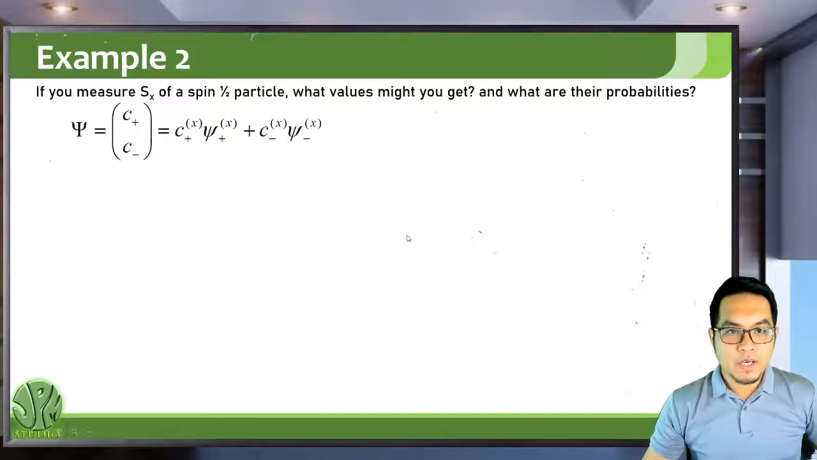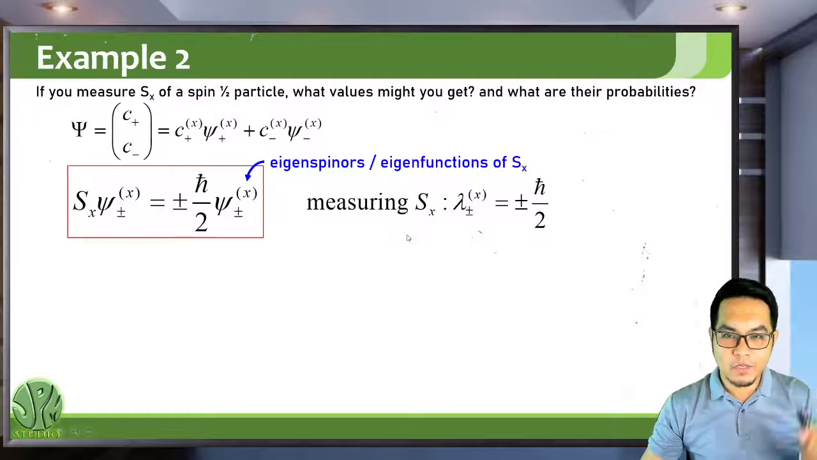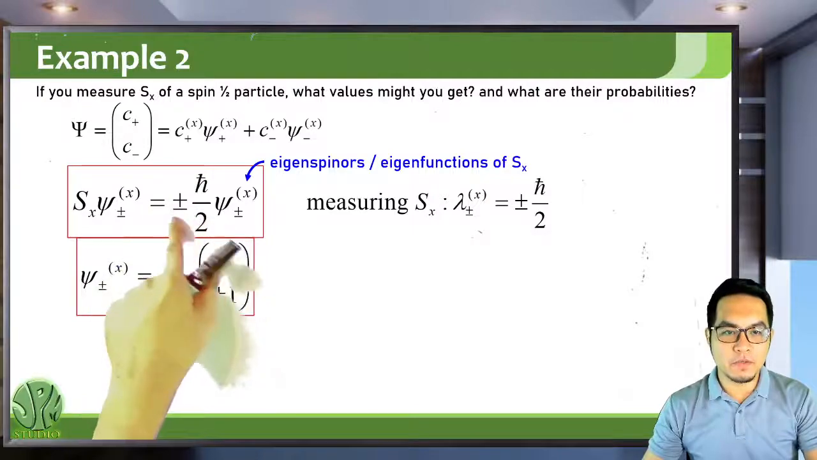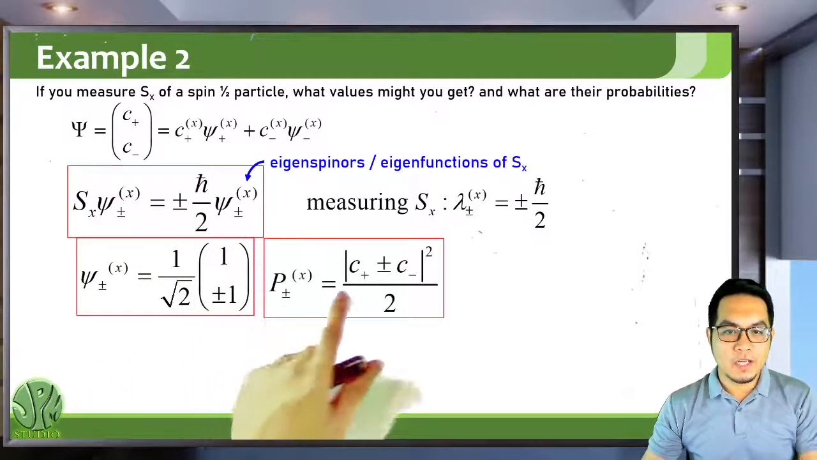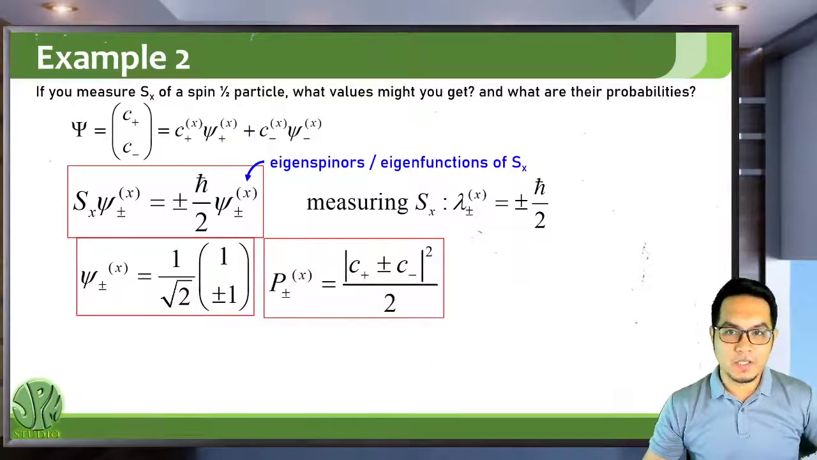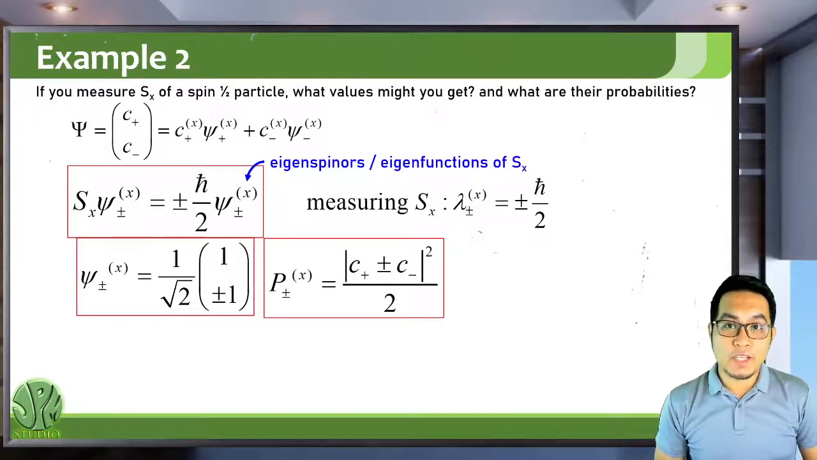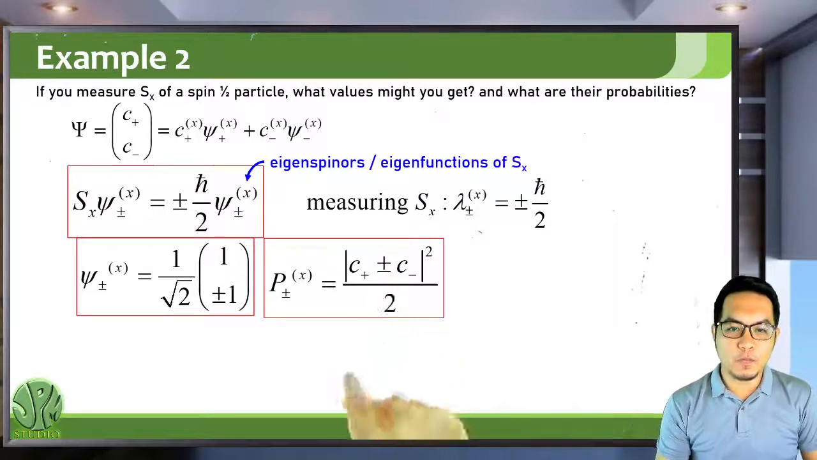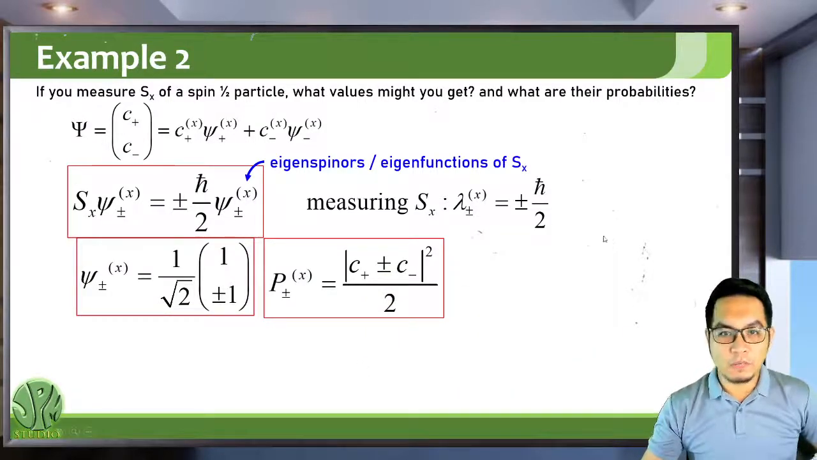So as a summary, we measure the eigenvalues to be plus and minus h bar over 2. And this is now the eigenvalue equation for Sx. So these are the eigenfunctions of Sx, and these are the corresponding probabilities. If you measure Sx, there are only two possible values that you will get, plus and minus h bar over 2, and these are the corresponding probabilities. Of course, if you add the two probabilities for the plus and the minus, you will get 1. The total probability is 1.